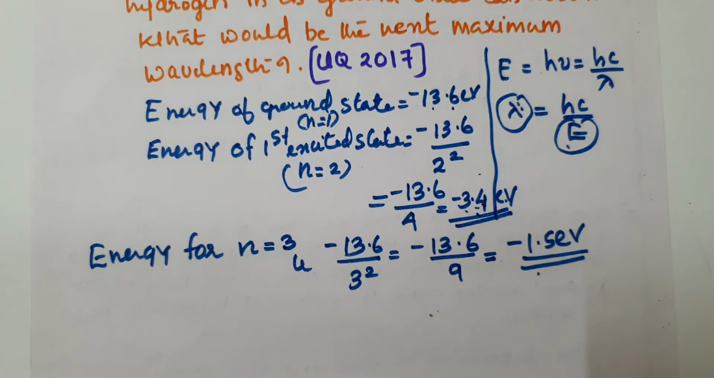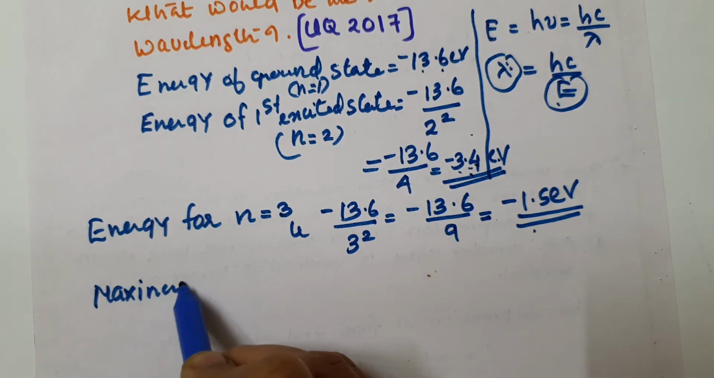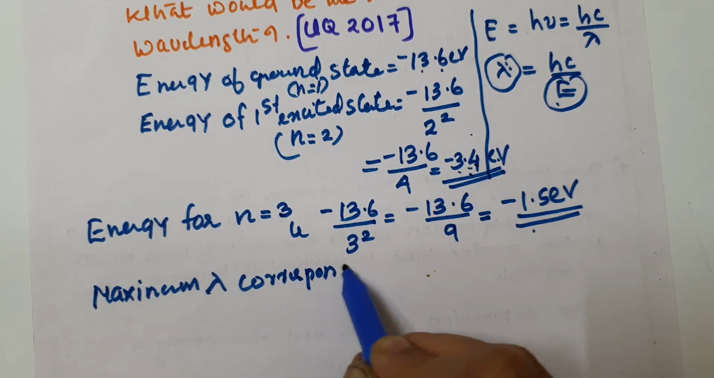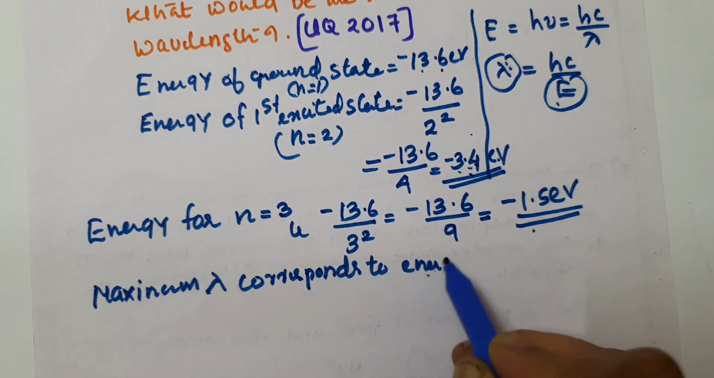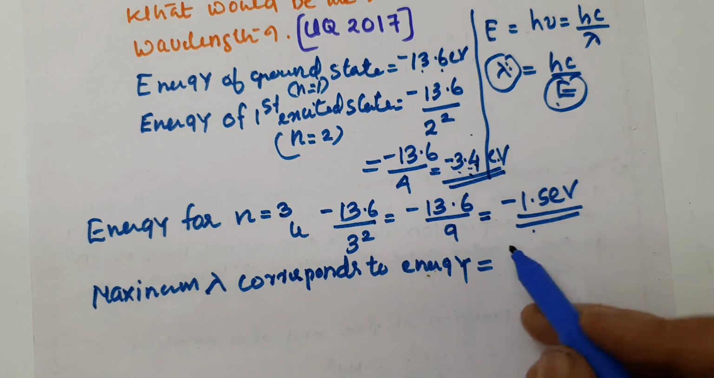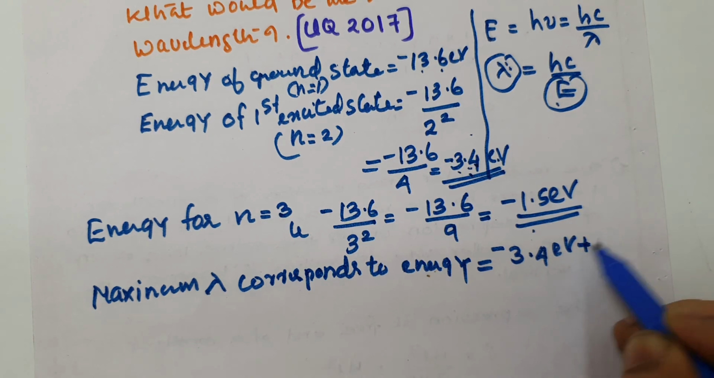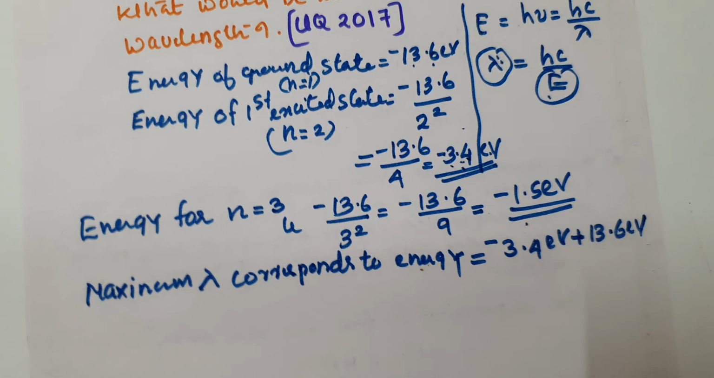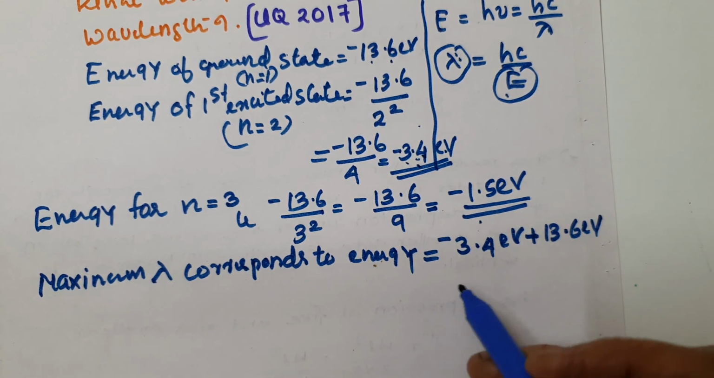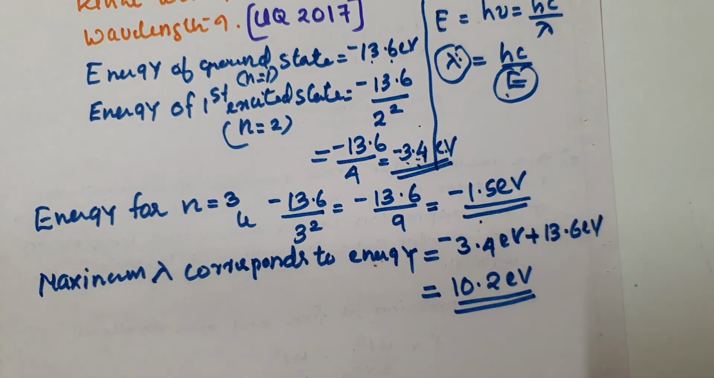The maximum wavelength lambda corresponds to the energy from the ground state to the first excited state. That is minus 3.4 eV minus minus 13.6 eV, that is 13.6 eV minus 3.4 eV. That will give 10.2 eV.